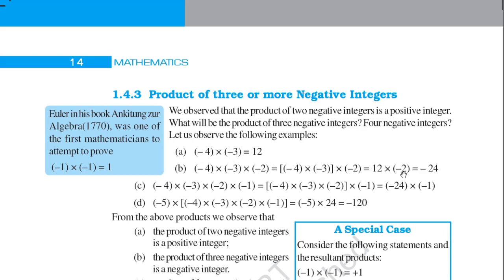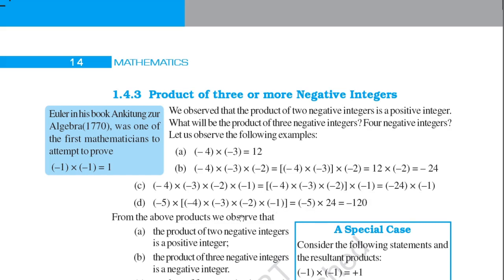One negative will be left out, so it will become a negative integer. So 12 into minus 2 is equal to minus 24. Here also minus 4, minus 3, minus 2, minus 1. So here there are 4 negatives, then it will become a positive integer. These 2 will become positive and these 2 will become positive. The answer will be a positive integer. Okay, and then here negative, negative, negative, negative, negative. Then the answer will be a negative integer. So you can see here negative 120.